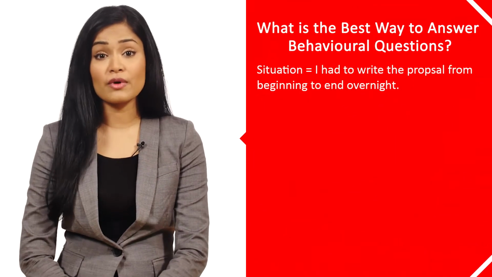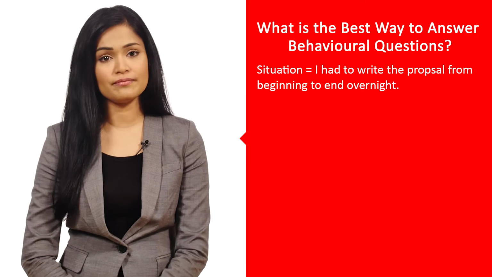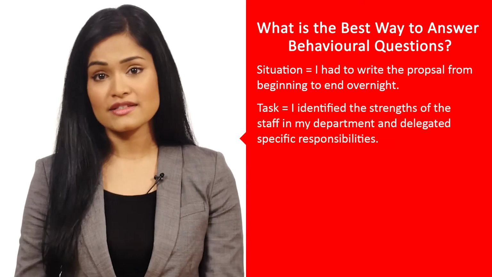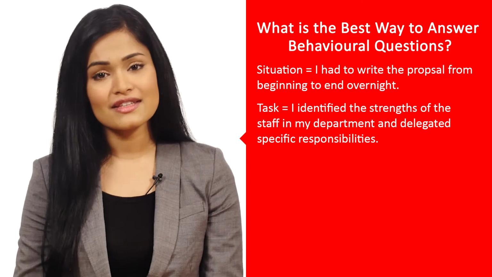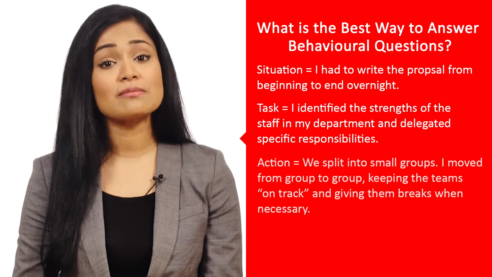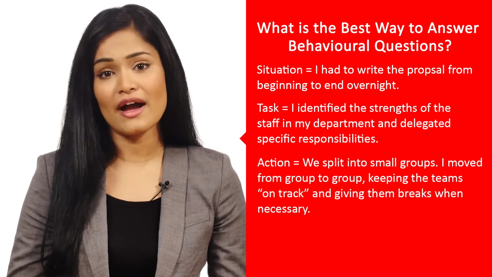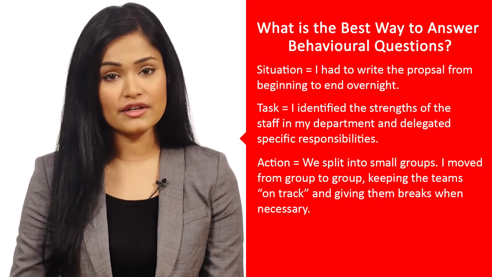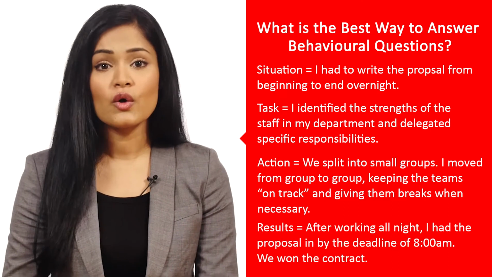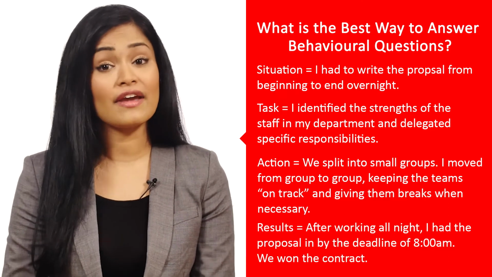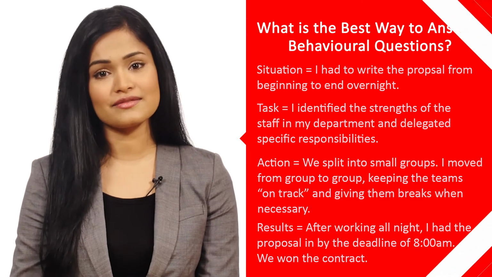We had to write the proposal from beginning to end overnight. This is the situation. I identified the strengths of the staff in my department and delegated specific responsibilities. This is the task. We split into small groups. I moved from group to group, keeping the teams on track and giving them breaks when necessary. This is the action. After working all night, we had the proposal in by the deadline of 8 a.m. We won the contract. This is the result.